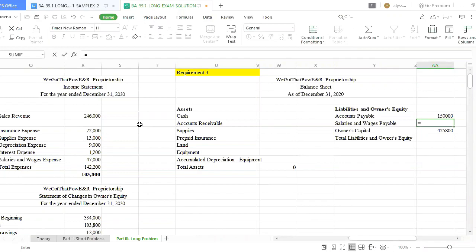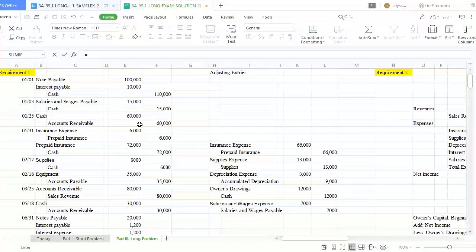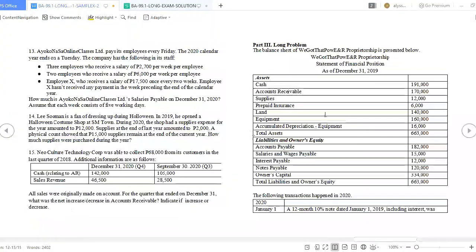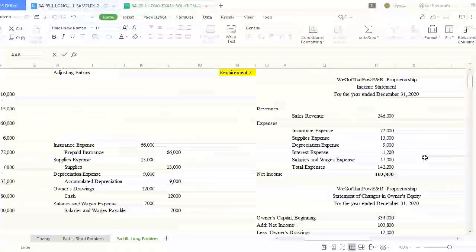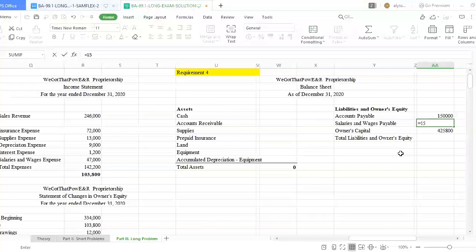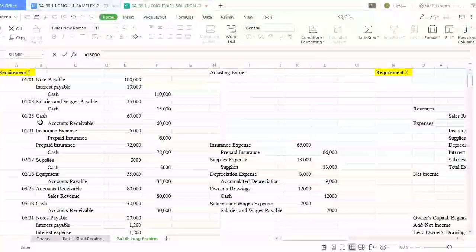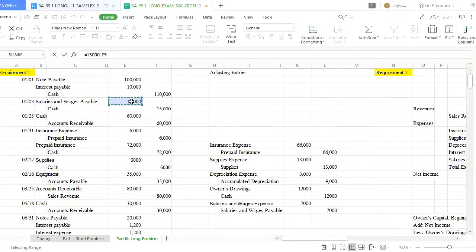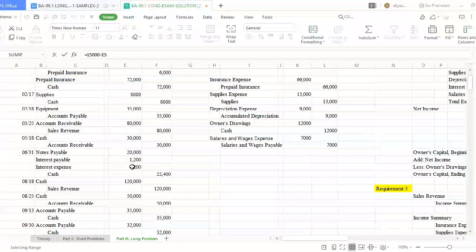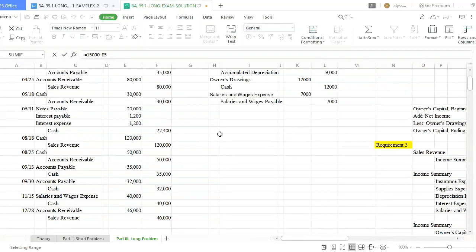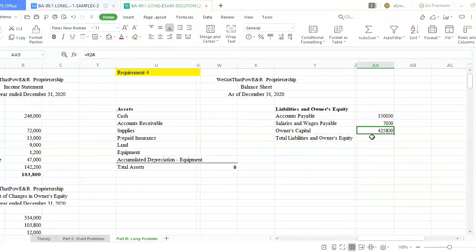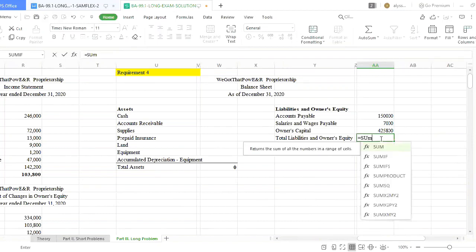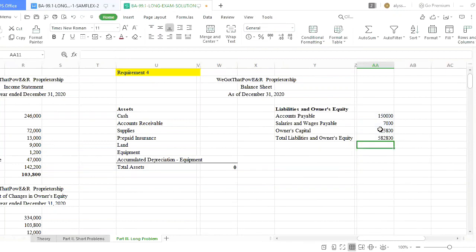For the salaries and wages expense, let's first check the original. Beginning, that's 15,000. And then 15,000 less this, since we already paid it. And then we accrued salaries payable 7,000. It's an adjusting entry. So that's 7,000. So the total liabilities and owner's equity is 582,800.